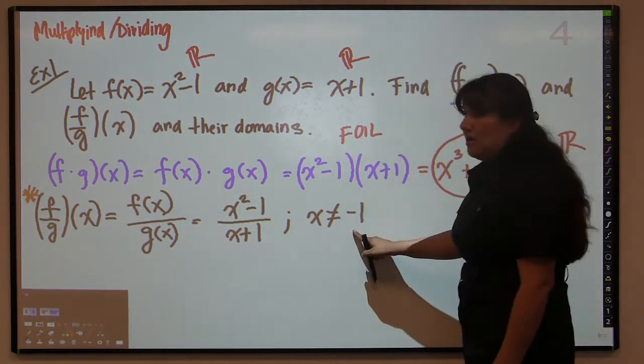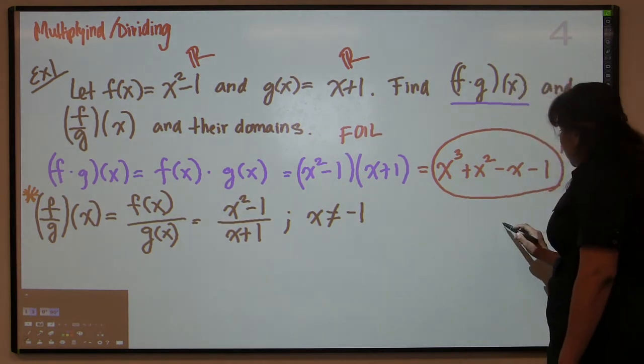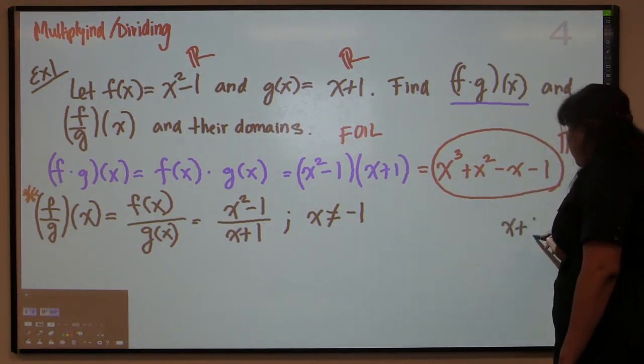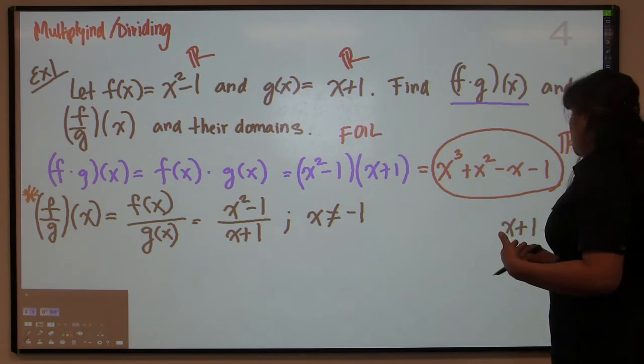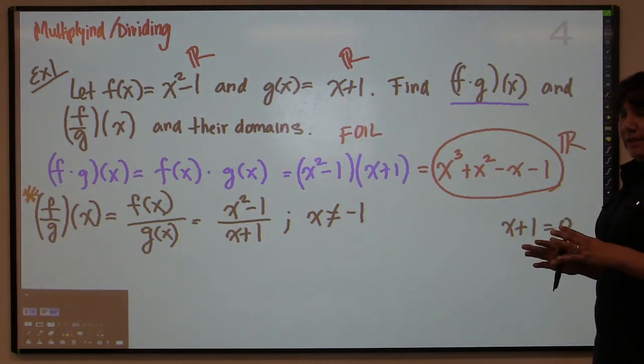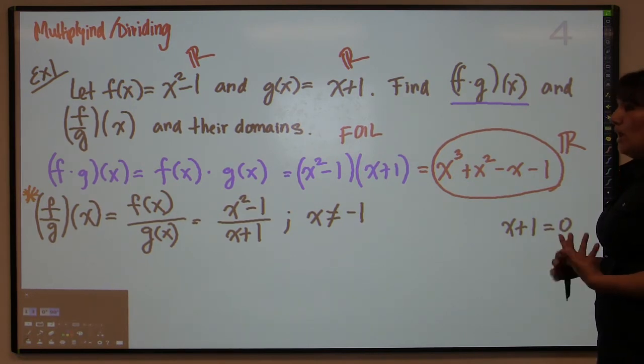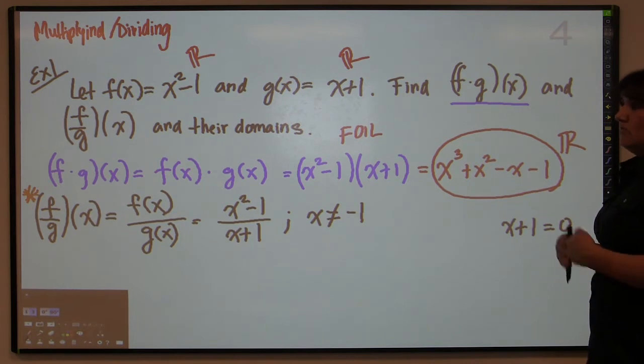Now, if you're wondering how I got that value, you can do a sidebar and kind of come over here and say, whatever is on the bottom of the division, you just make it equal 0, because we said earlier that the problem with domain is division by 0. We can't divide by 0. So I'm trying to figure out what numbers would cause me to divide by 0.